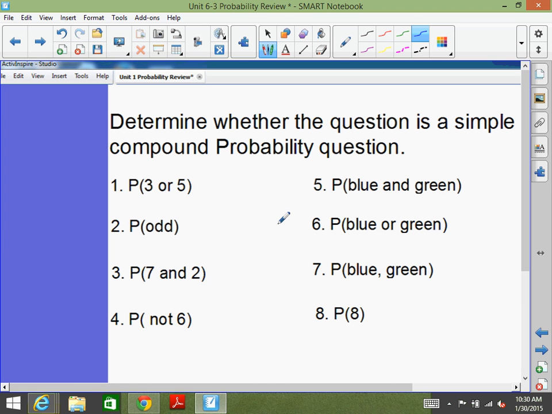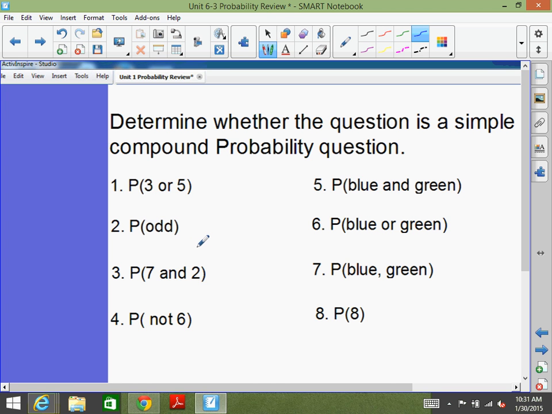We're going to use S for simple and C for compound. Okay? Let's look at the first situation. The probability of 3 or 5. Is that simple or is that compound? That's simple. Why is it simple? It's not using the key words, but furthermore, why is it simple?